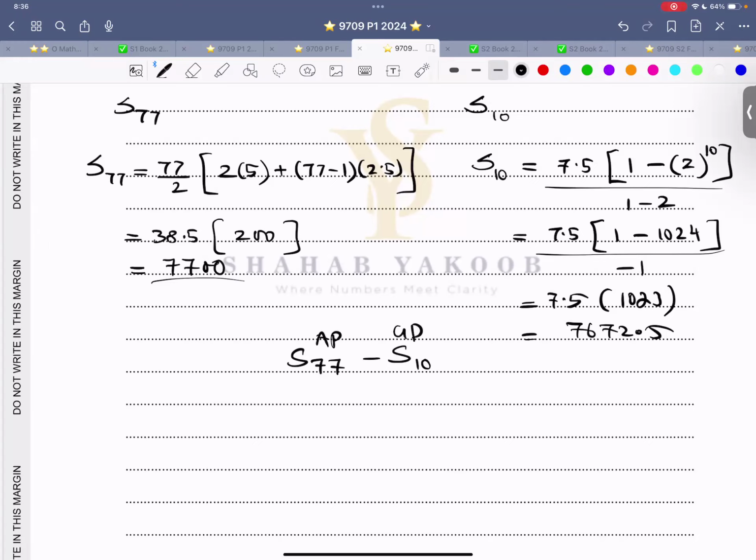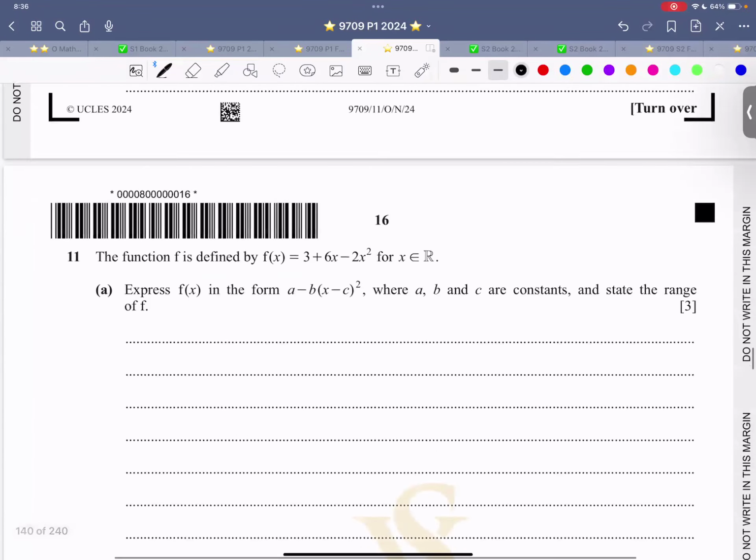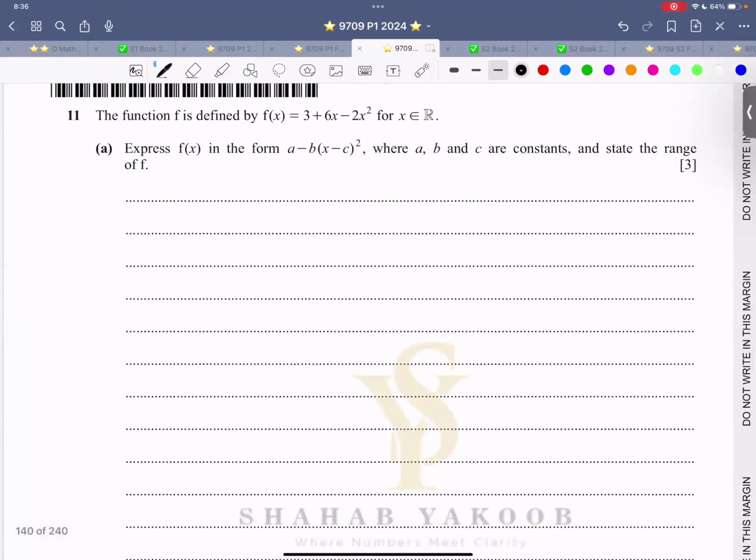This is for GP. This comes out to be 27.5. That's the answer for this part. That was pretty easy. Question number 11. The function f is defined by such and such, f(x) in this form. This is the completed square form.